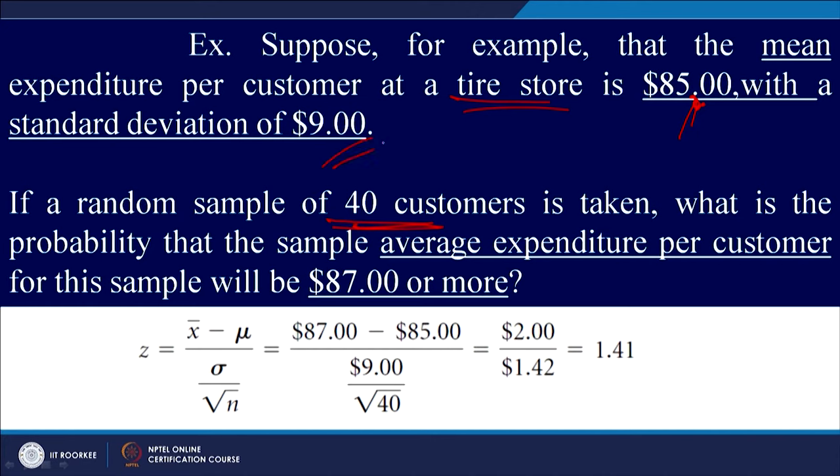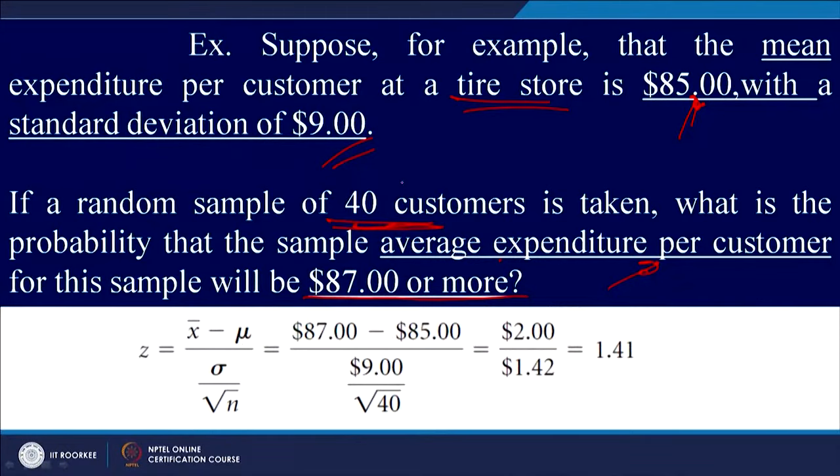Now if he randomly selects 40 customers, then what is the probability that the sample average expenditure per customer for this sample will be $87 or more? So we want to know what is the probability, or what percentage of time, the average expenditure of these randomly selected 40 customers would be 87 or more than 87. So how would you draw a distribution for this, right? So let us look at this.